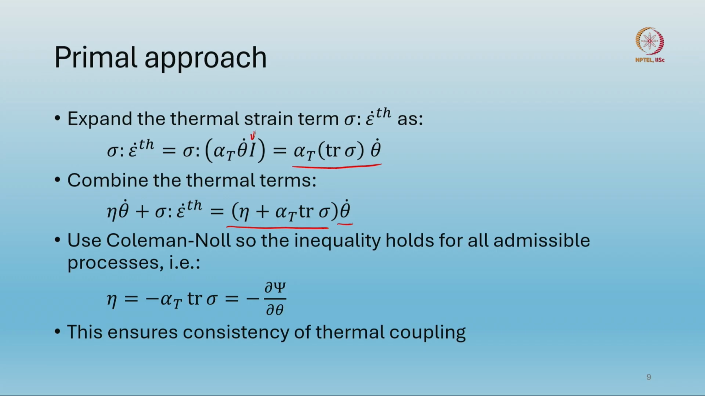By Coleman-Noll, theta is actually a state; it is not history dependent. So its coefficient must therefore vanish, by the same arguments as put forward by Coleman-Noll. We have been discussing this for quite some time, so please recall. Therefore, what we get from here is that eta is minus alpha t, which is basically the coefficient of linear thermal expansion, times the trace of sigma, but we already know that eta is minus del psi by del theta.